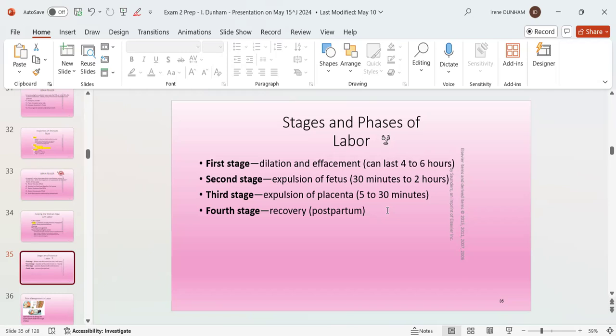Now, if you work in a hospital that has an LDRP type of unit, that's a labor, delivery, recovery, and postpartum room, mommy never comes out of the room until she's actually discharged from the hospital. Those are nice setups too. That's all according to how your hospital is set up. Does anybody have any questions about the stages and the phases of labor?